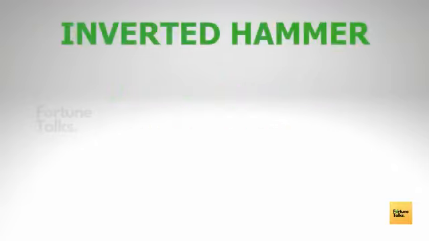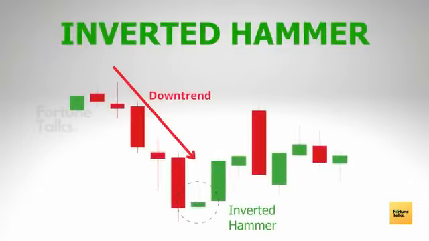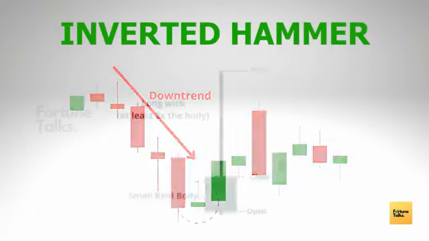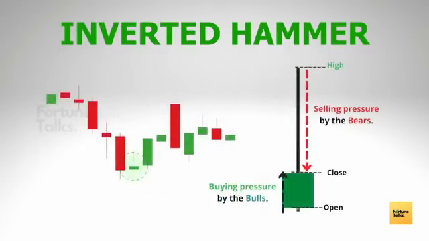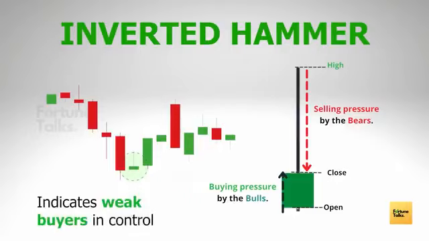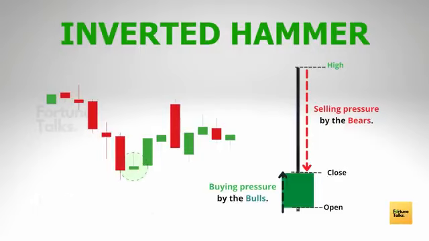Talking about an inverted hammer, it generally occurs at the end of a downtrend. This is the weakest bullish candle that you can find in the market. We can see that the range of the candle or the real body is very small. Also, the open and closing prices are close to each other. The long wick suggests that the bulls tried to take the price higher, but there was a big selling pressure by the bears. So it indicates that the weak buyers are in control of the market, and there can be a shift in the sentiment.